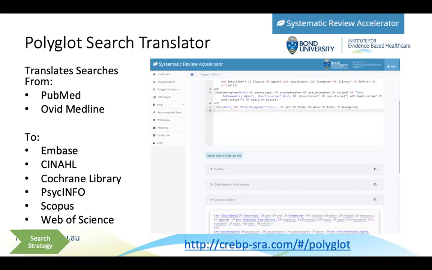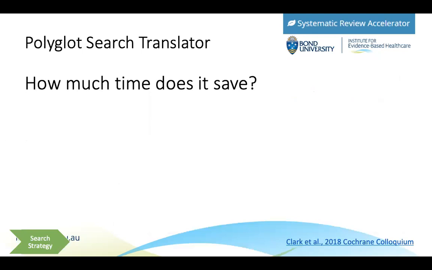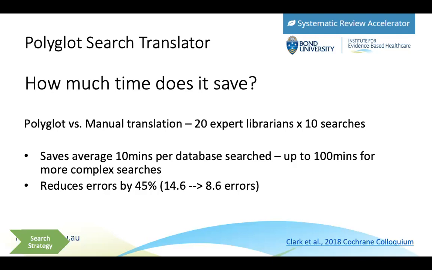So at Bond, we built the Polyglot Search Translator, which basically takes your PubMed or your Ovid Medline search and translates that into Embase, CINAHL, Cochrane, PsycINFO, Web of Science, etc. And like you can see here, you just input your search here and click whichever database you'd like, then you can just copy paste that directly into your database and retrieve those studies. So that's a really neat tool, and it has saved health librarians, and those of us not fortunate to have health librarians in our team, a lot of time.